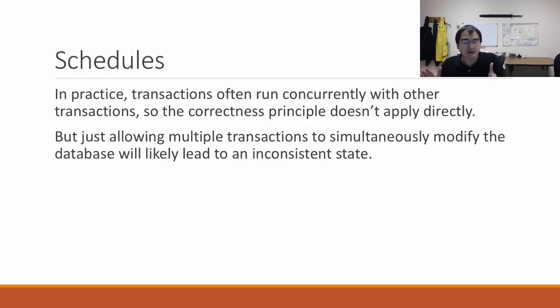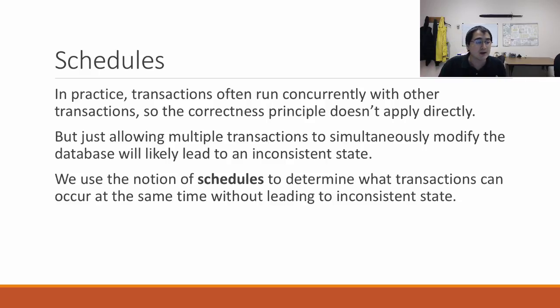Somebody could have $100 in their account and they give 60 to person A and they give 60 to person B. And if those transactions are running at the same time, it could be that after those transactions are done, he actually has a negative amount of money when in reality, one of those transactions should have failed. So we use the notion of schedules to basically say which transactions can occur at the same time, which ones are allowed without leading to an inconsistent state.